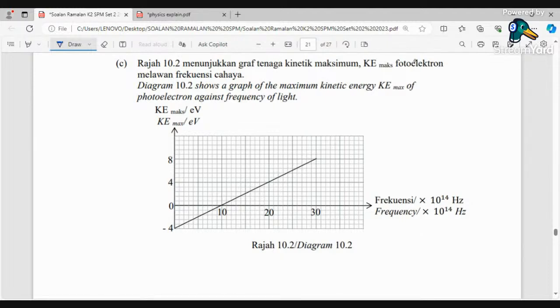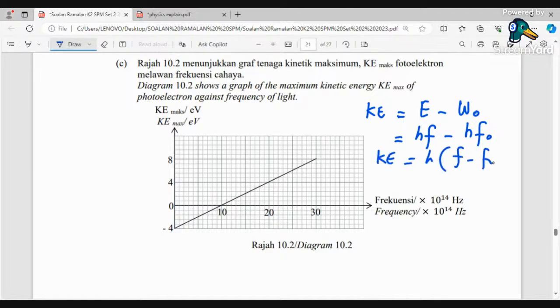Okay, ingat je formula untuk Einstein photoelectric function. Kita ada Ke or kinetic energy equals to energy of photon minus work function. Okay, E ialah HF, work function ialah HFO. So you akan dapat Ke ialah HF minus FO.